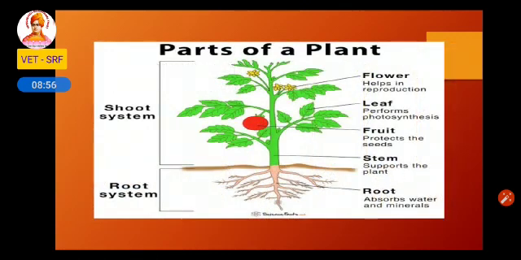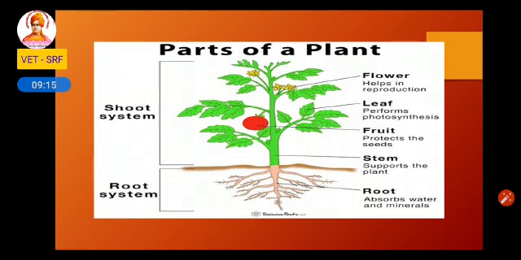So now let us recall what are the things we have seen: parts of the plant and the functions of each part. The first one is root. So root is seen below the soil. It attaches the plant to the soil. It absorbs water and minerals.